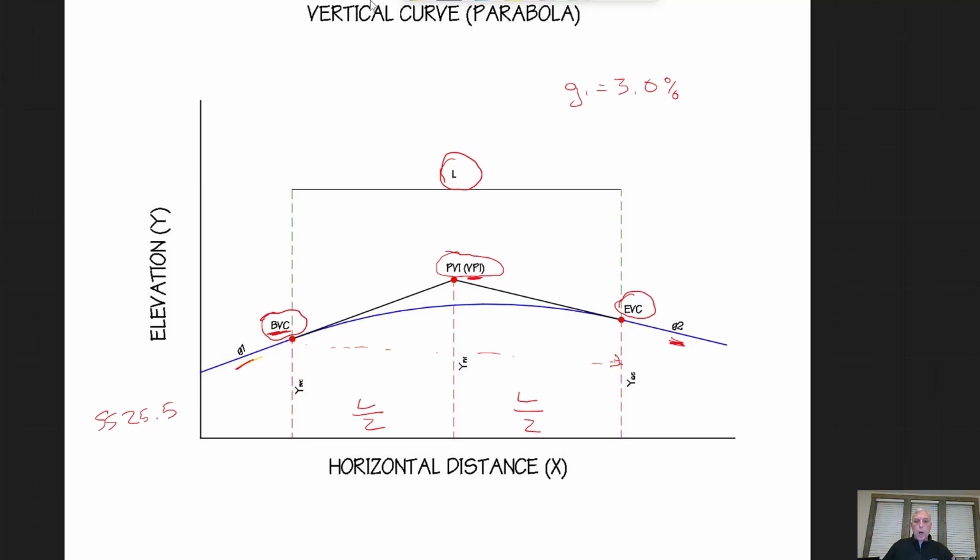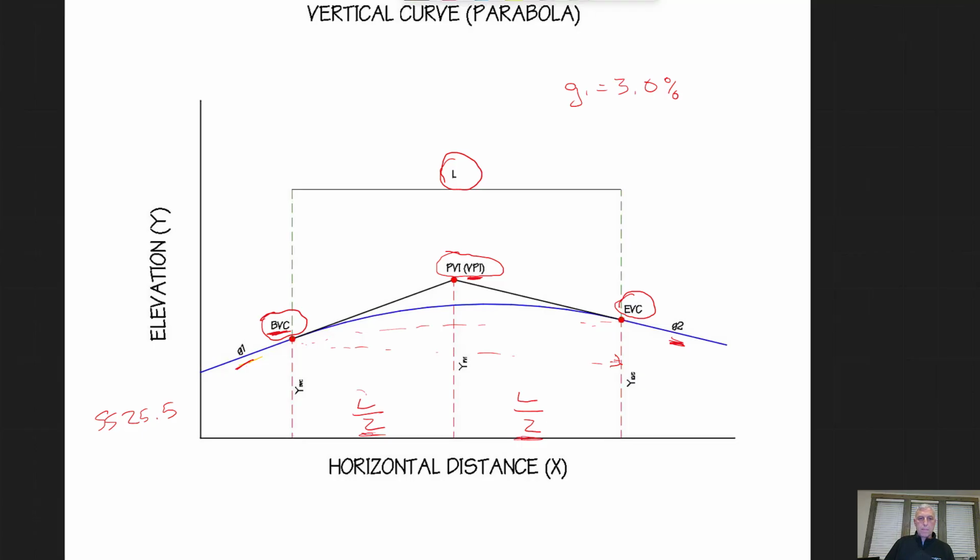So bottom line is the PVI occurs exactly halfway between the beginning and the end of the curve, horizontally, right? It does not mean that the same is true if we were to draw a straight line, because the EVC oftentimes, well, most times, if not every time, occurs at a different elevation than the BVC. So remember, it's a horizontal distance that the L over 2 idea is true. Okay?